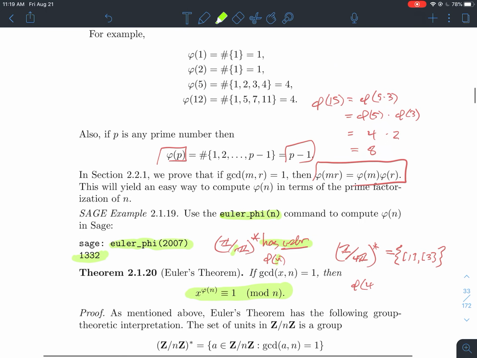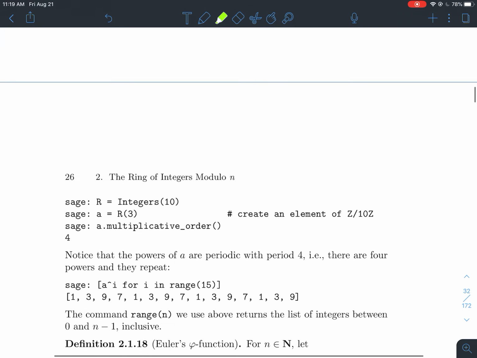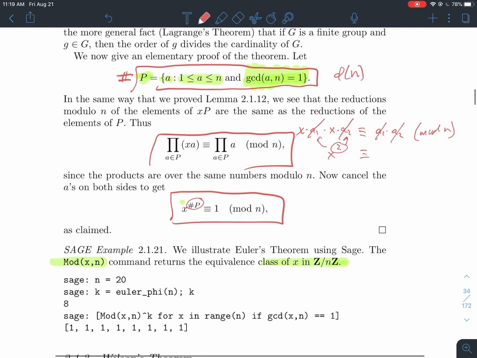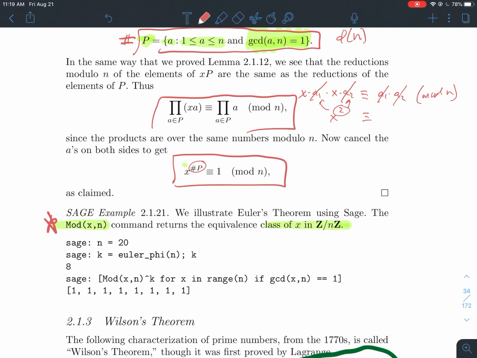So if you watched the previous video, we had another way to do it, which was to set the ring you're working in, and then this command specified I want A to be the equivalence class of 3. But now what we could do is just do Mod(3, 10). That's a quicker way to do it. And again, that's what this is saying right here.